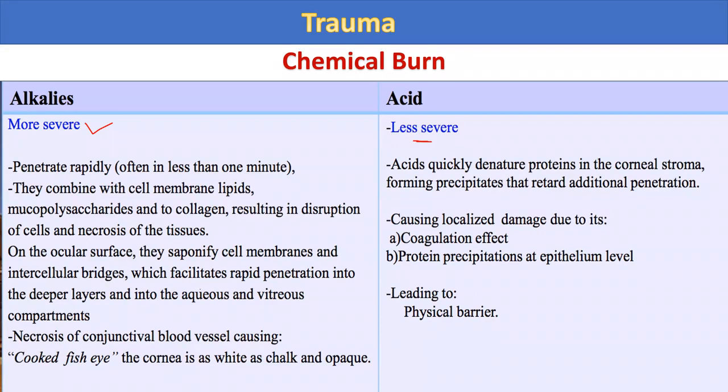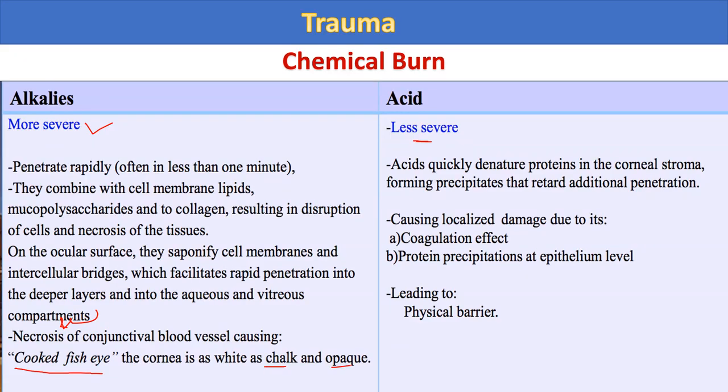So on the ocular surface, they spoil cell membranes and intracellular bridges, which facilitates rapid penetration into the deeper tissue, into the aqueous and vitreous. Since that will cause more incidence of necrosis, they will also necrose the blood vessels. So they will necrose the conjunctival blood vessels, causing what's called the cooked fish eye appearance. The cornea appears white and chalky and opaque.